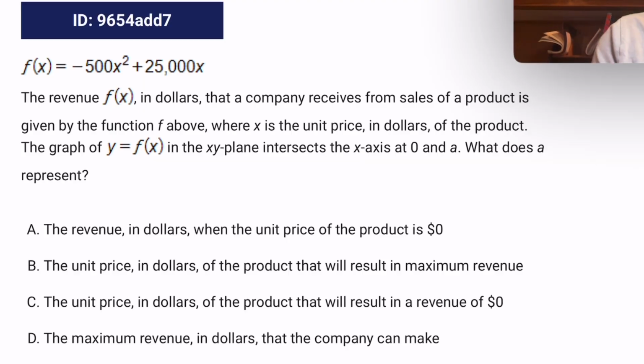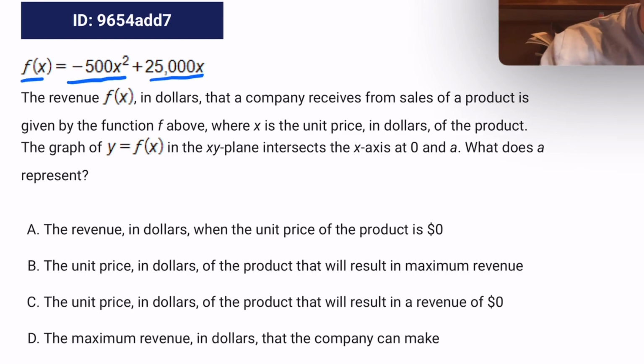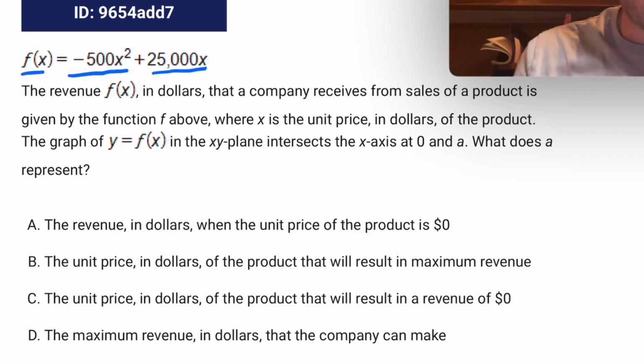All right, we have this function, f of x equals negative 500 times x squared plus 25,000 times x. The revenue f of x in dollars that a company receives from sales of a product is given by the function f above, where x is the unit price in dollars of the product. The graph of y equals f of x in the xy plane intersects the x-axis at 0, a.